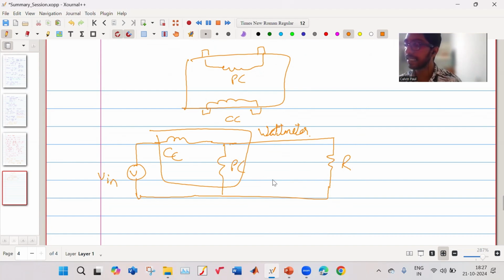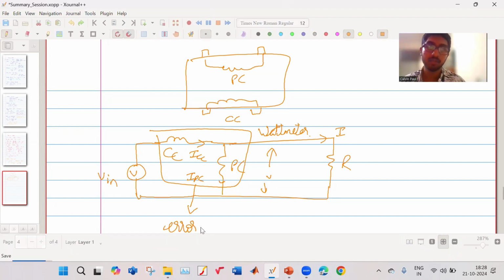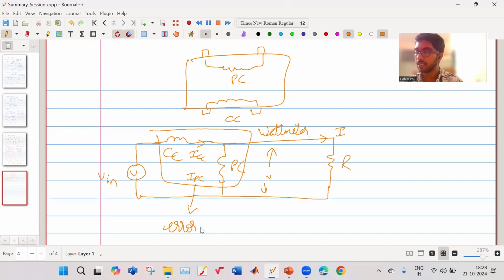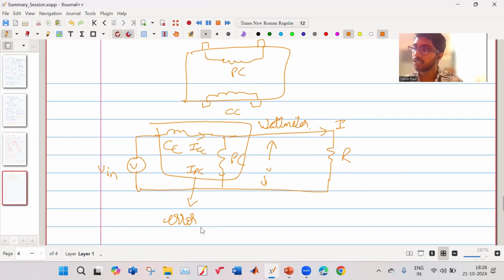There are certain errors which come because this is the current to the current coil. The pressure coil measures the actual voltage, and this is, let us say, the current I. But there will be some small current drawn by the pressure coil, and this is what leads to the error in the measurement of the wattmeter. There is something known as a compensated wattmeter. They use some other winding, etc. to minimize the error. But for the time being, you can understand this.